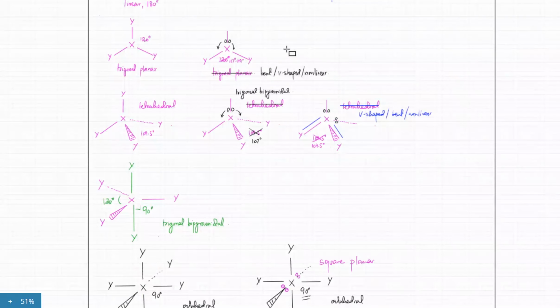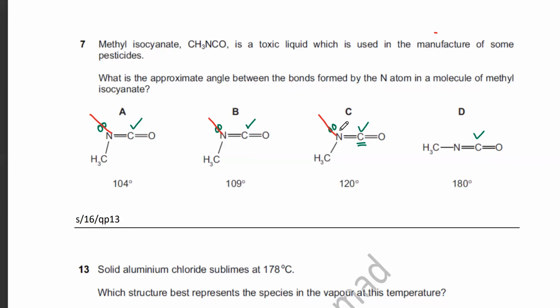Okay, so it's going to be like this. It's making 2 bonds, a double bond and a single bond, but on the third side there's a lone pair. So it's like a fan with the top missing. And in a fan, the angle is 120 degrees. So the answer is going to be C.